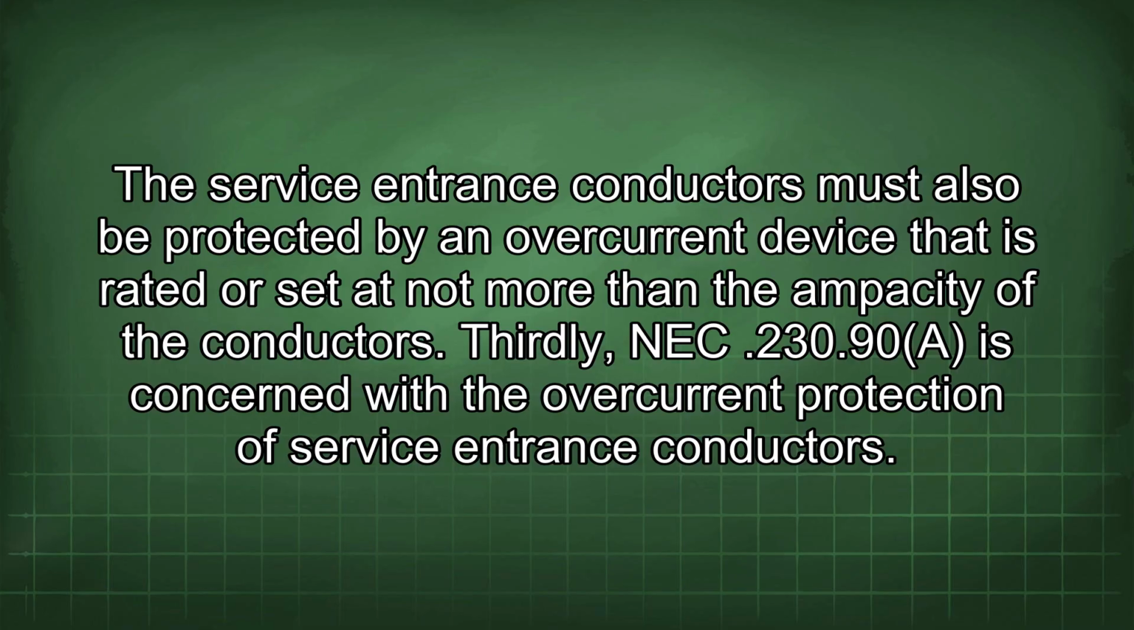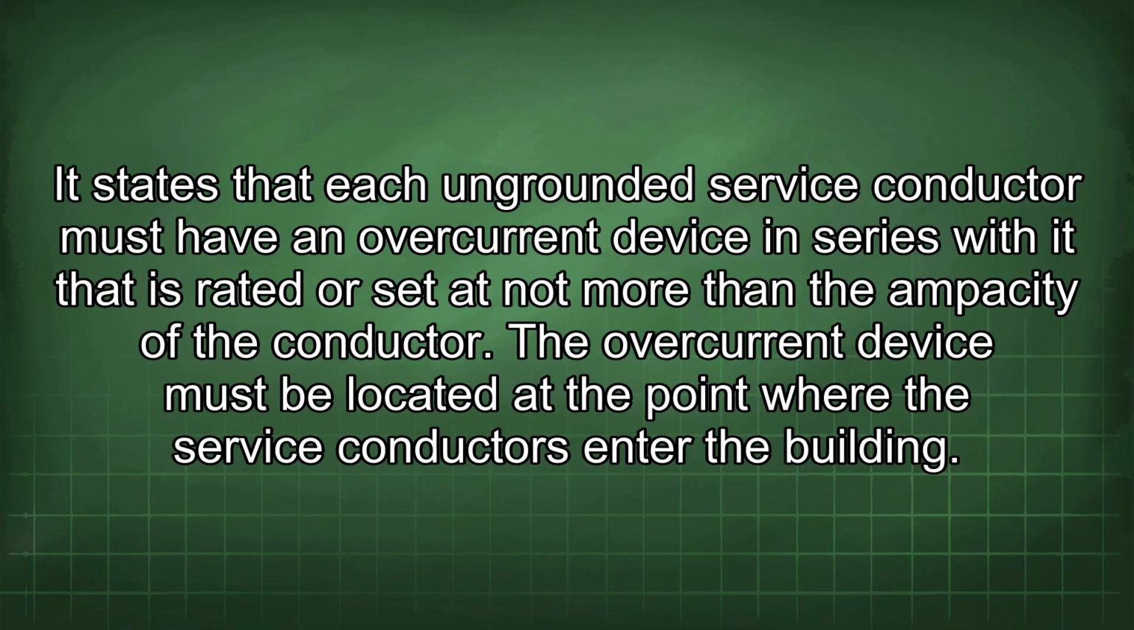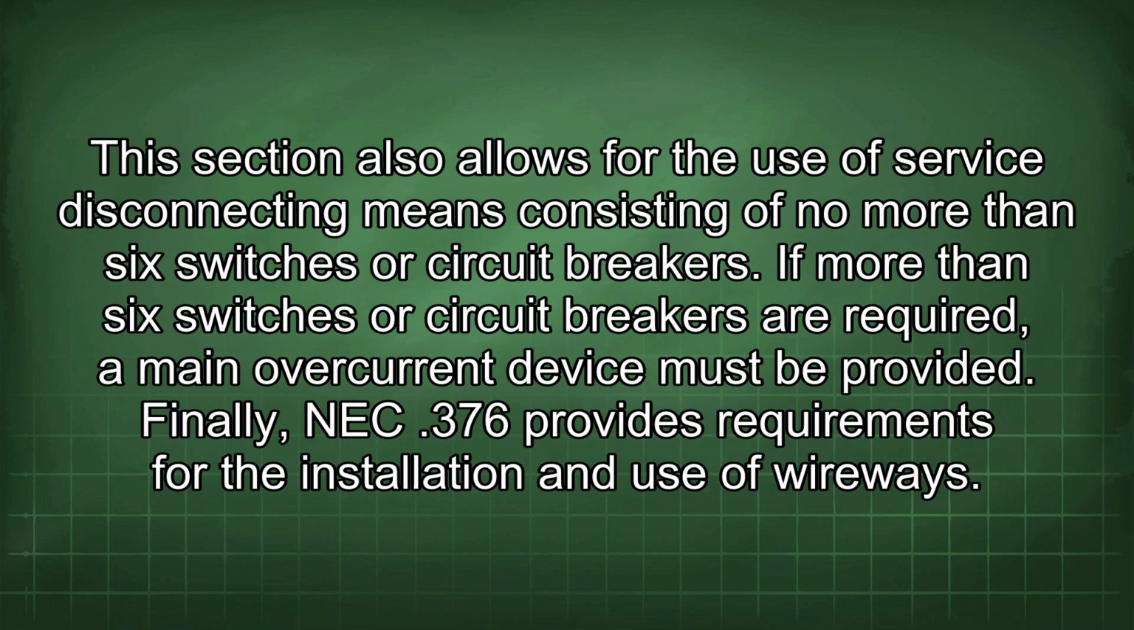Thirdly, NEC 230.90 is concerned with the overcurrent protection of service entrance conductors. It states that each ungrounded service conductor must have an overcurrent device in series with it that is rated or set at not more than the ampacity of the conductor. The overcurrent device must be located at the point where the service conductors enter the building. This section also allows for the use of service disconnecting means consisting of no more than 6 switches or circuit breakers. If more than 6 switches or circuit breakers are required, a main overcurrent device must be provided.